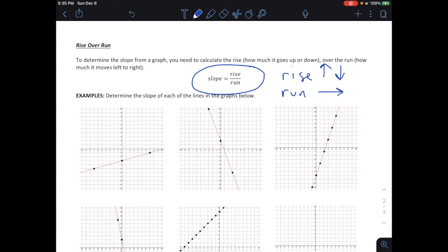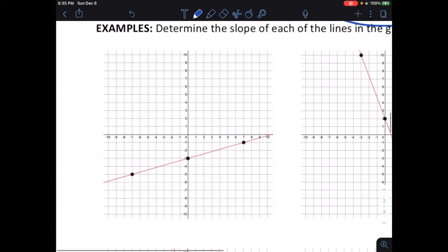Okay, so if I look at this first graph here, I'm going to make it bigger. The key thing is to draw a triangle. And I always want to go up or down first and then to the right. Okay, so if I'm going to go up or down first, I can pick any of these points. So I'm just going to pick the one that's furthest to the left, and I'm going to go up here, and then I'm going to go to the right here. All right, so I went up 2, and I went to the right 7.